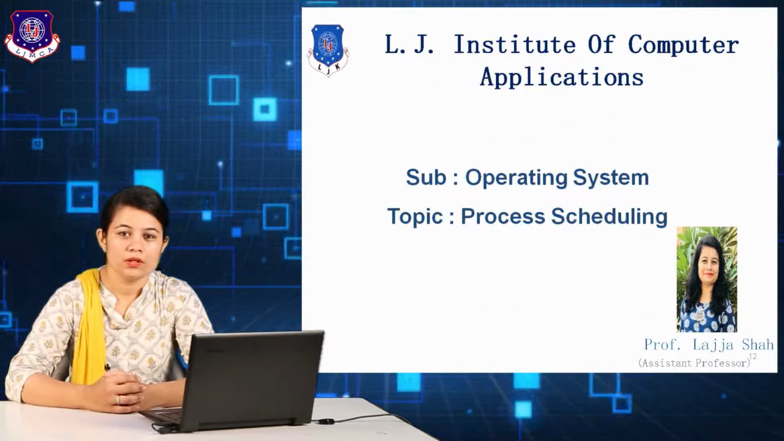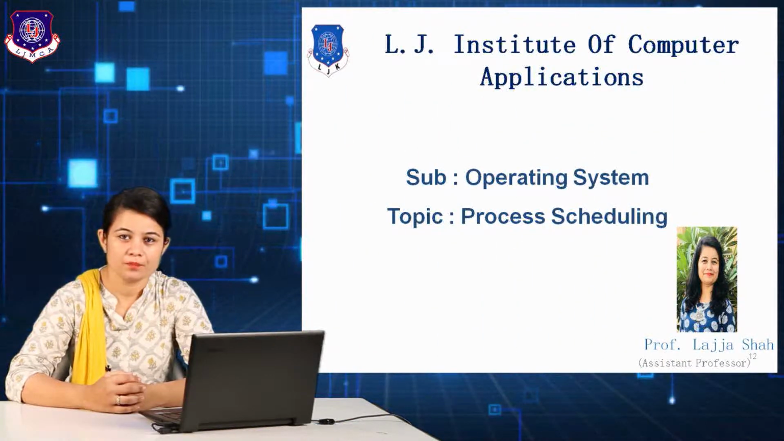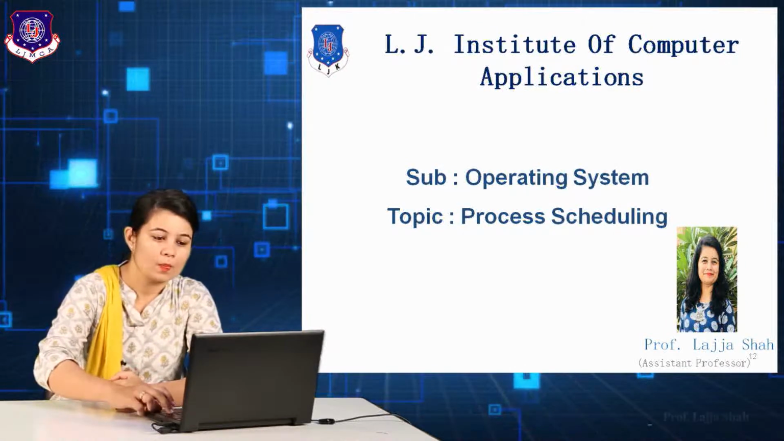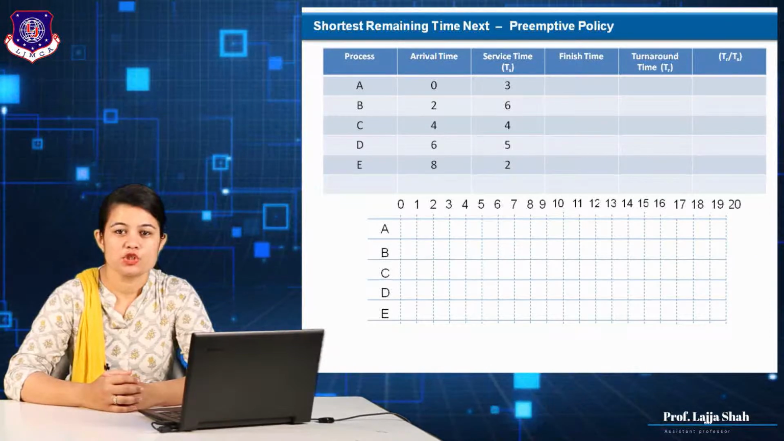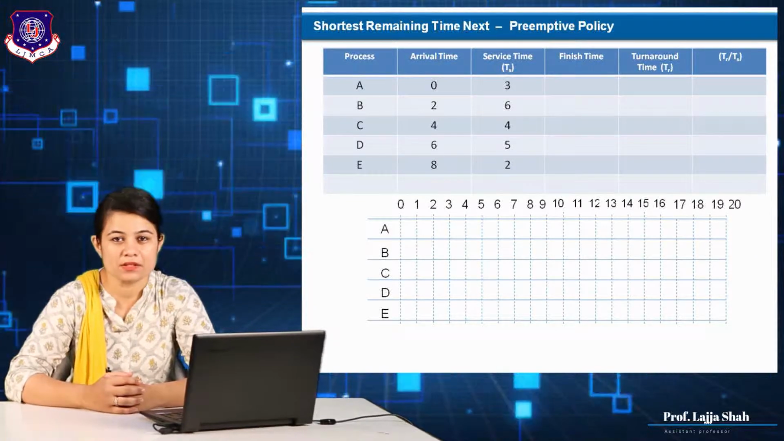Today I am going to cover a process scheduling policy from the operating system. The name of the policy is shortest remaining time next. First of all, this is a preemptive type of policy. That means if the current process is running and in between a new process arrives in the system and the new process is more eligible than the current process, then the current process will be stopped in between and the new process will start its execution.